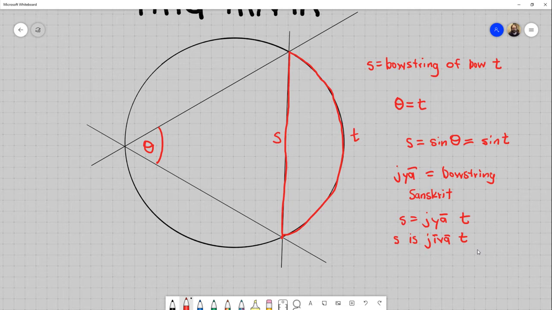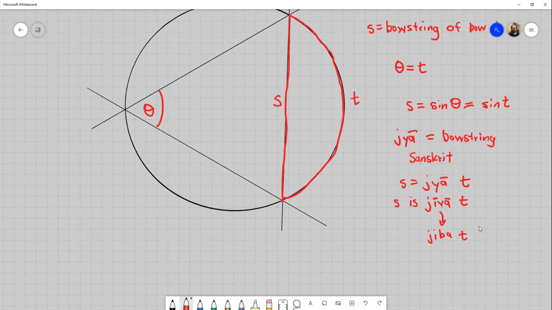At one point in time, we had some Arabic mathematicians. The Arabic world was big in the development of mathematics. Some Arabic mathematicians ran across these Indians, and jiva t in Sanskrit was translated into Arabic as jiba t. It was just a transliteration. They replaced the letter V with the letter B. I don't know if the word jiba meant bowstring in Arabic, but that was just the translation that the Arabs did. So S is jiba t.